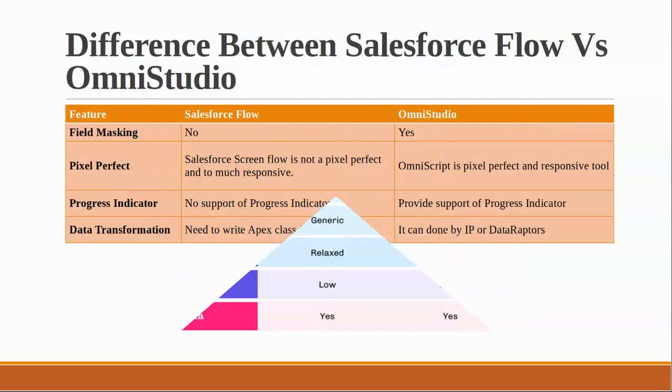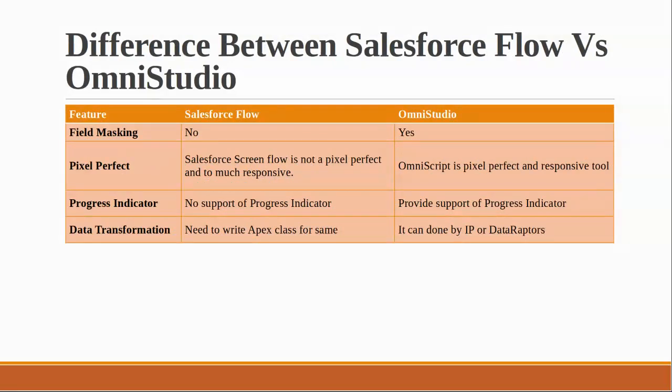Then let's move to the other differences. These are the differences you will notice when you deep dive into development. The first difference is that in screen flow there is no field masking, but in OmniStudio it has field masking. And as we discussed in the previous slide also, the pixel perfectness is the same. The main thing you will notice when you develop Flow and OmniScript is that OmniStudio has a process indicator, so that your user can see in which step they are. But screen flow doesn't have a process indicator. It will simply go with normal steps.